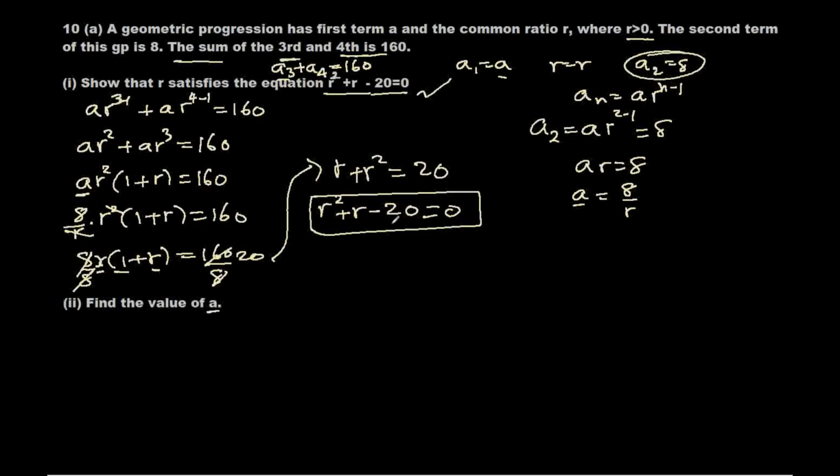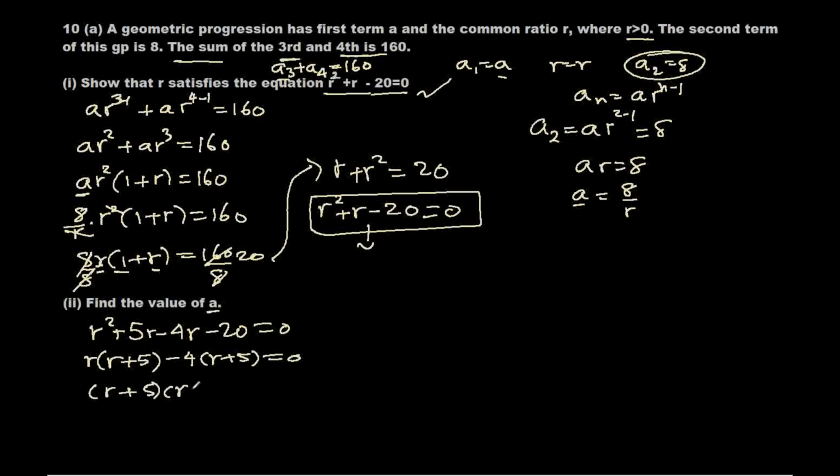Let's find the value of r first by solving this equation, r square plus r minus 20. I will factor this just like I've been doing in previous parts. So I will write 5r minus 4r, because 5 times 4 is 20, minus 20 equal to 0. So r taken common, r plus 5, minus 4, r plus 5 equal to 0. r plus 5, r minus 4 equal to 0. This gives me r equal to negative 5. This gives r equal to positive 4.